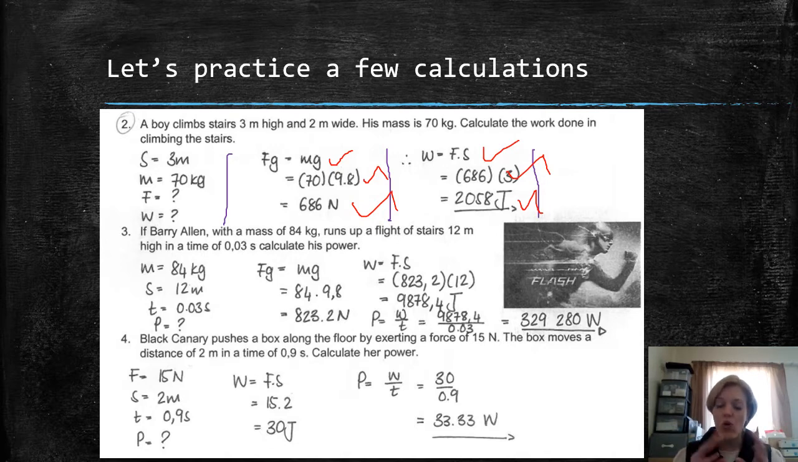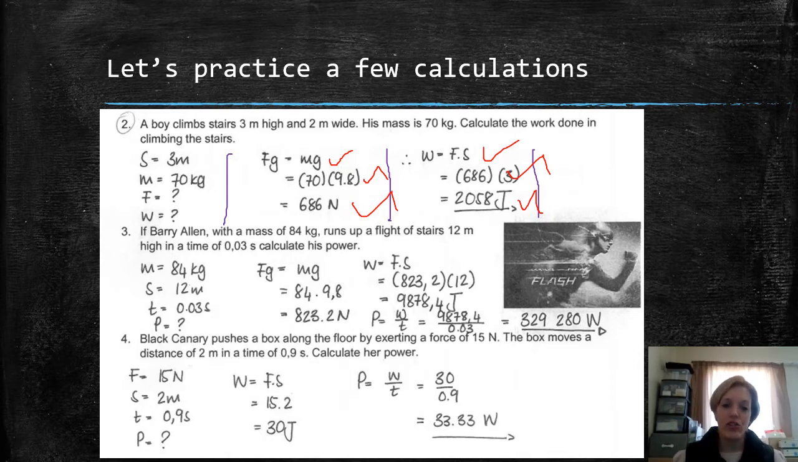But can you see what was the trick here? We added a 2 meter wide value, which is irrelevant. You guys don't even need that for this type of calculation. The only thing you needed was the 3 meters, because the 3 meters was the distance that force was being applied on. It's the distance that is being applied on to calculate the work. The force is applied over a distance. That tells me how much work is done.